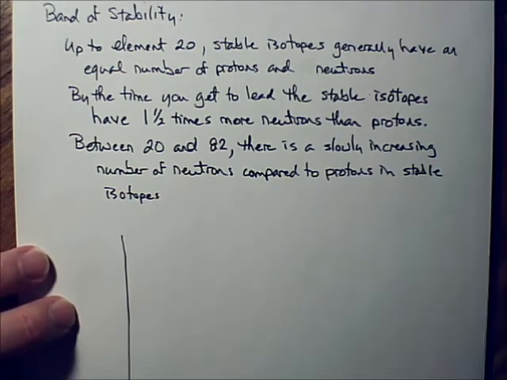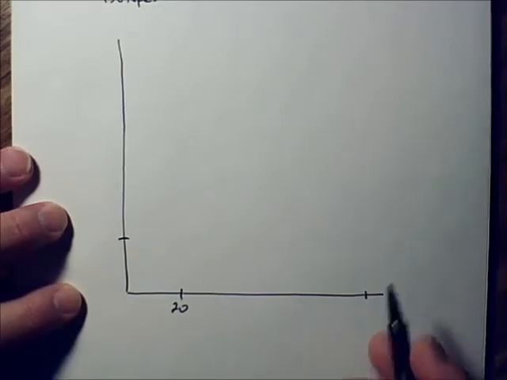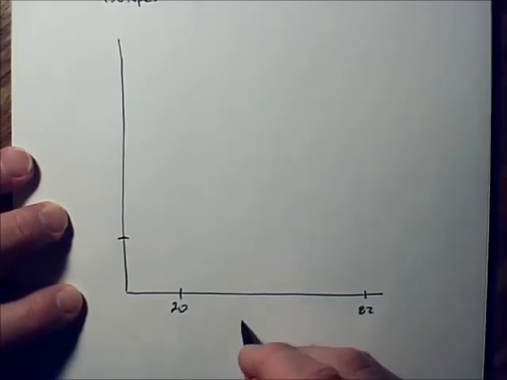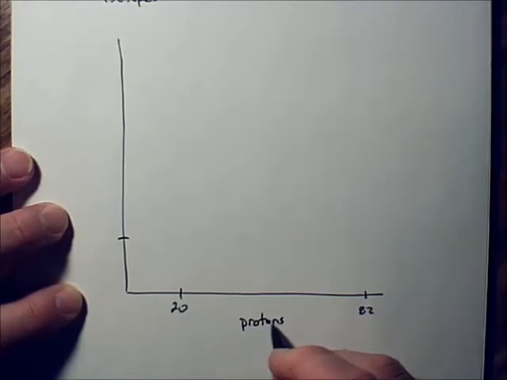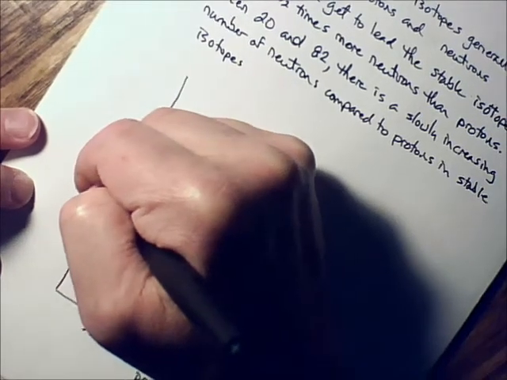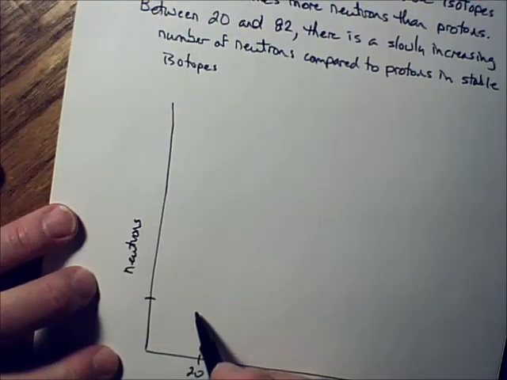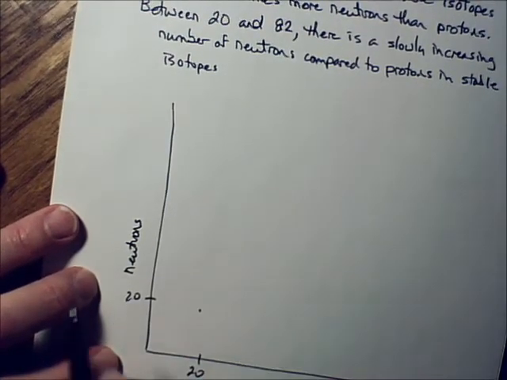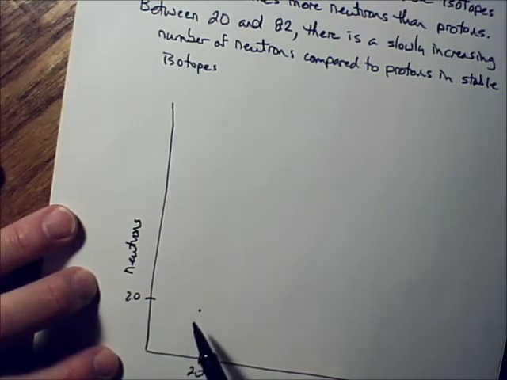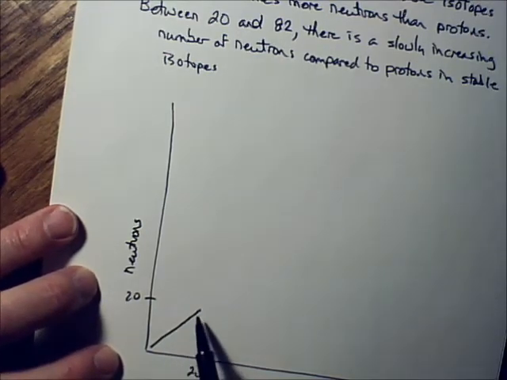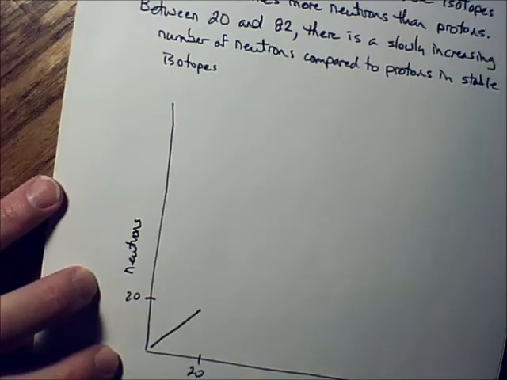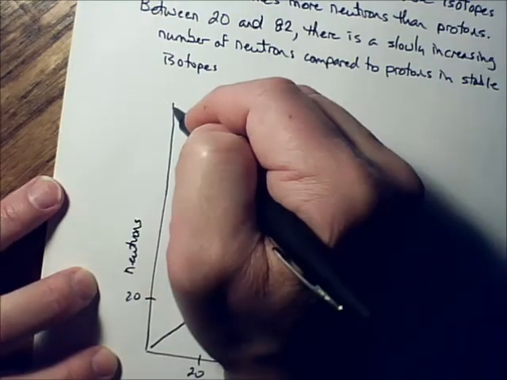Alright, so 82 is down here somewhere. So let's say this is 20 here. Okay, so we got 82 over here. This is the number of protons on this side, and the number of neutrons going up this way. Okay? So up to this point where 20 and 20 intersect, we've got an equal number of protons and neutrons. So you got a straight line, roughly. There are some isotopes that are stable on both sides of that line. Okay? By the time we get to 82, we want 1.5 times the number of protons in neutrons.